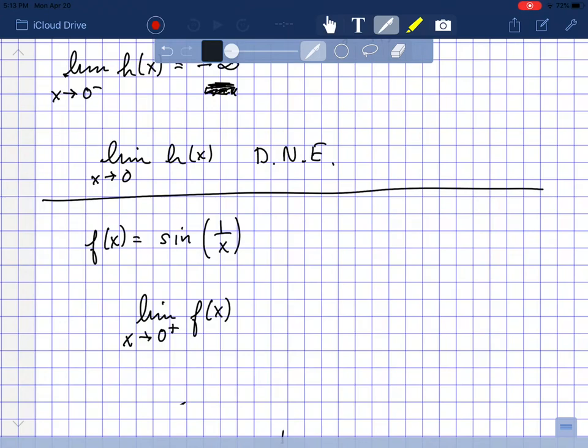Well, let's look at some values. So let's think about x equal to 1 over pi, 1 over 2 pi, 1 over 3 pi, 1 over 4 pi, 1 over 5 pi, and so on. So what's happening to these values of x? Well, they're getting smaller and smaller. They're all positive. They're getting smaller and smaller, so they're approaching 0. And they're approaching 0 from the right-hand side.